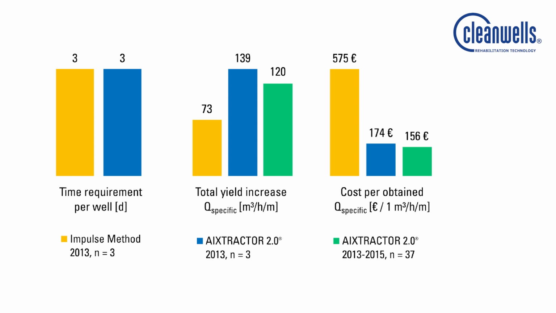As we can see, the required time for both measures is identical, but the yield increase by the chemical rehabilitation is almost the double. And last but not least, the cost of the chemical rehabilitation represents only 27% of the cost of the hydraulic method. This means that the client was able to save more than 70% of his budget.